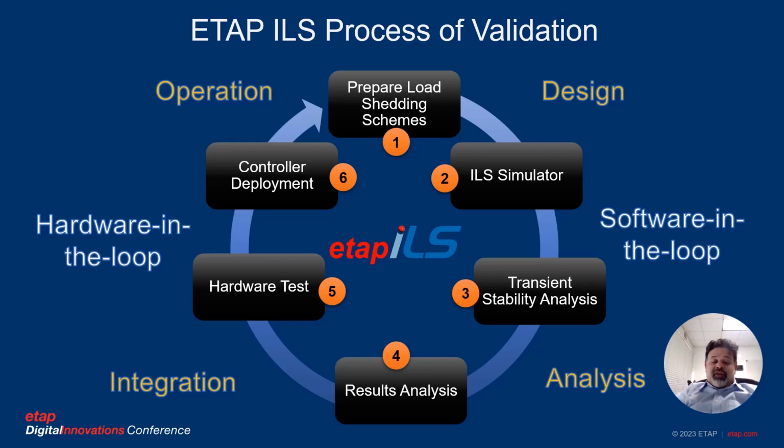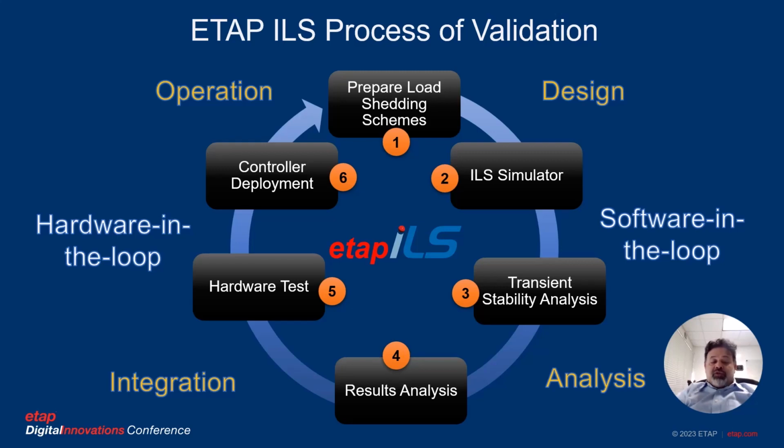You can continue with this life cycle of validation process in the ETAP. Note that once the system is commissioned and in runtime mode, you don't have to bring the ILS system offline to be able to test different schemes, to simulate and validate them. And then with a click of a button, once the validation is performed, the update happens automatically without interrupting the process of ILS. So this is very important because it saves you time, it saves you money in the maintenance of the load shedding system.